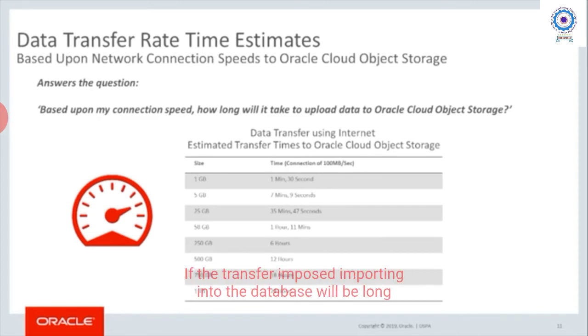If the transfer and post-importing into the database will be long, and if it's important to keep the source and new ADB systems in sync, contingency plans such as using Oracle GoldenGate to synchronize the database could be integrated into the migration plan.